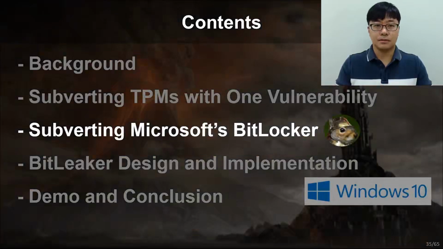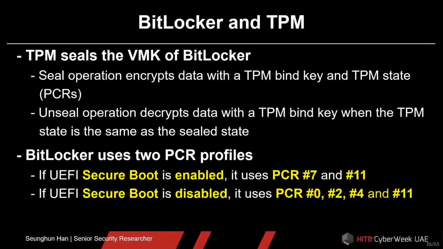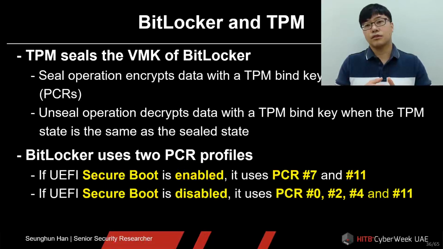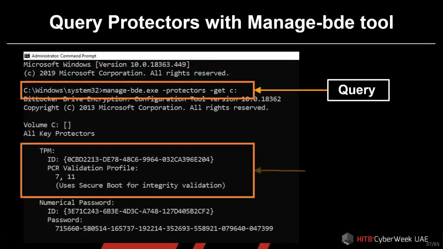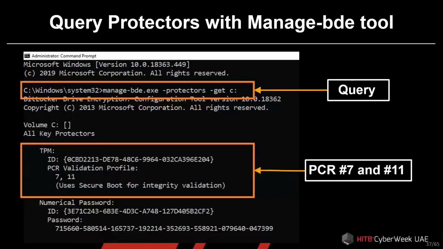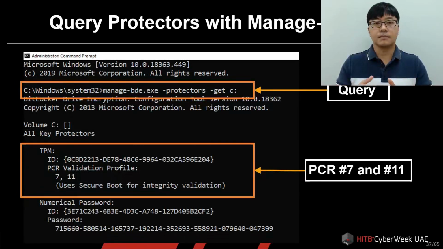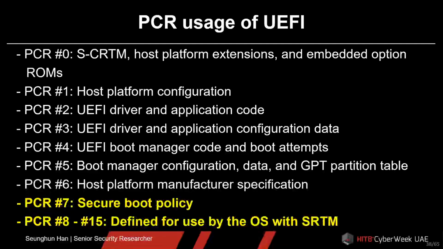Subverting Microsoft BitLocker. As I mentioned earlier, TPM holds the VMK of BitLocker. BitLocker uses two PCR profiles. If UEFI Secure Boot is enabled, it uses PCR numbers 7 and 11. If UEFI Secure Boot is disabled, it uses PCR numbers 0, 2, 4, and 11. If you want to know the profile, you can see it with the manage-bde tool like below. This machine uses PCR numbers 7 and 11.